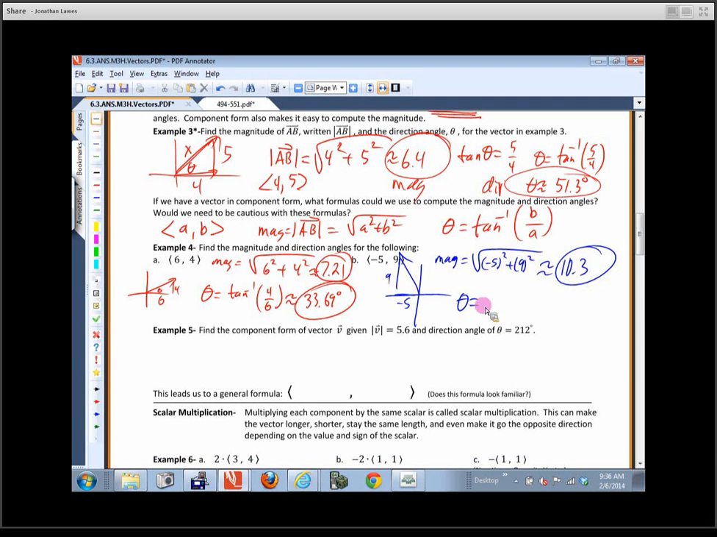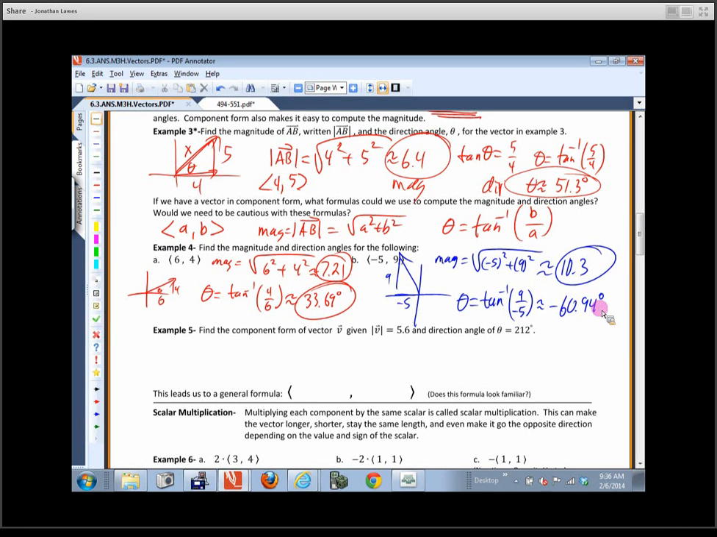Okay. Theta, according to our little formula, should be tangent inverse of vertical over horizontal. So we're going to put the b over the a, 9 over negative 5. Are we expecting a pretty big angle? I would be. I'd be expecting a pretty big angle. What does your calculator say? Negative what? Negative 60.94 degrees. Okay, now, don't say anything out loud.